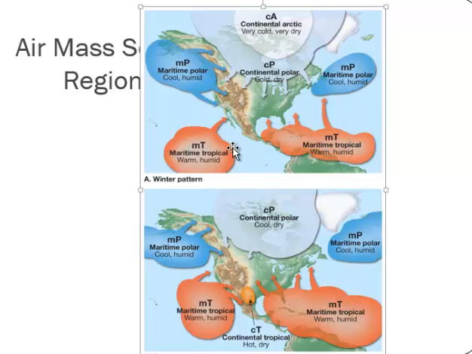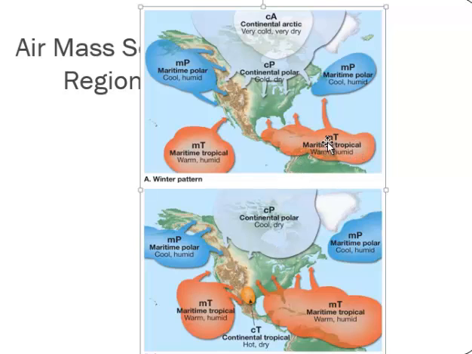On these red or orange ones over here, whatever color that is, are southern, and they are also moist. They're MTs. They're maritime tropicals. MP is maritime polar, wet and cold. MT is maritime tropical, which is warm and humid.